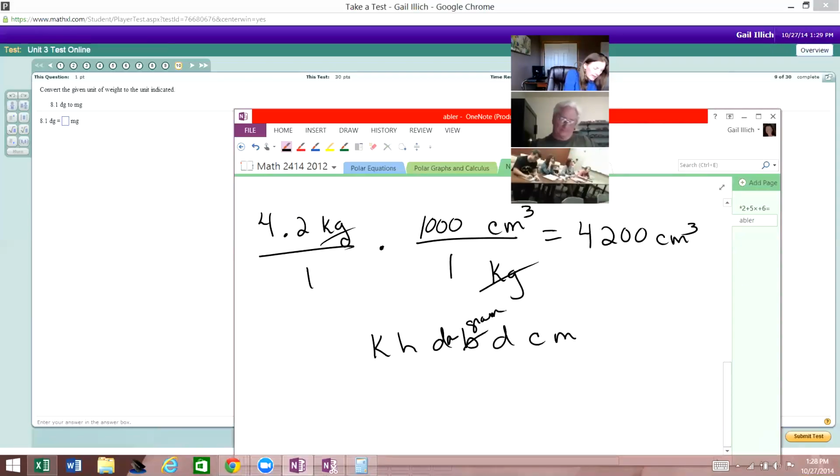And so we are at decigrams, so that means we're right here, and we want to get to milligrams. So we'll just go 2 places to the right. So 8.1 moved 2 places to the right will be 810 milligrams. Any questions on that? Nope. Brody, you're right? Yes, ma'am.